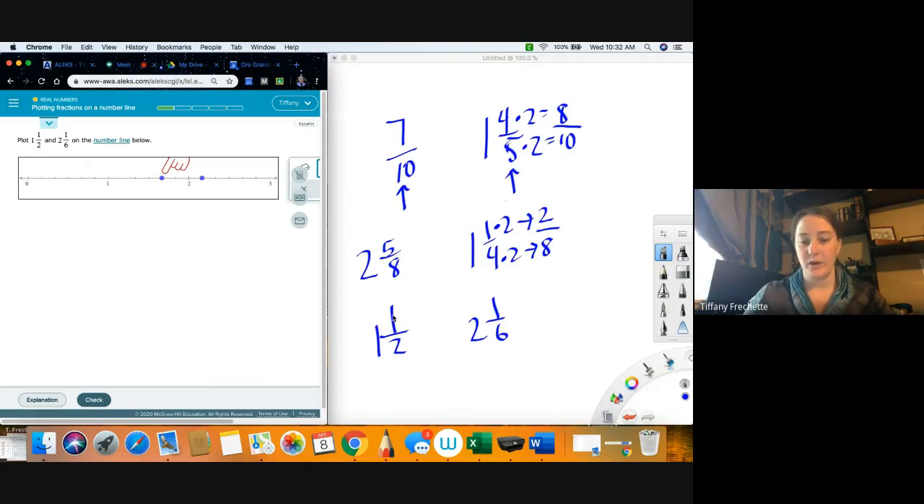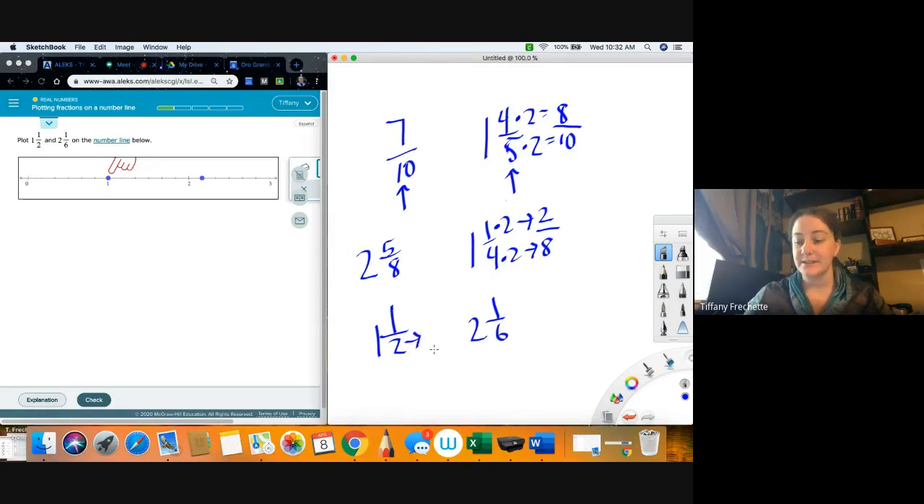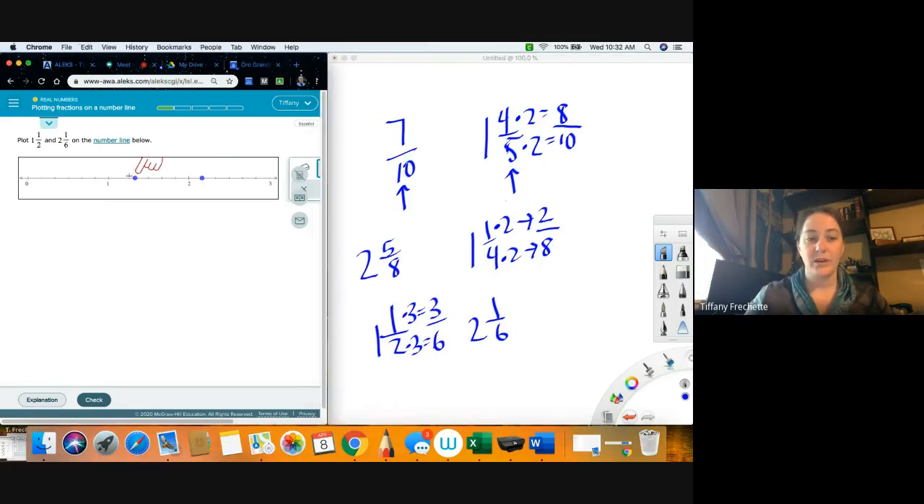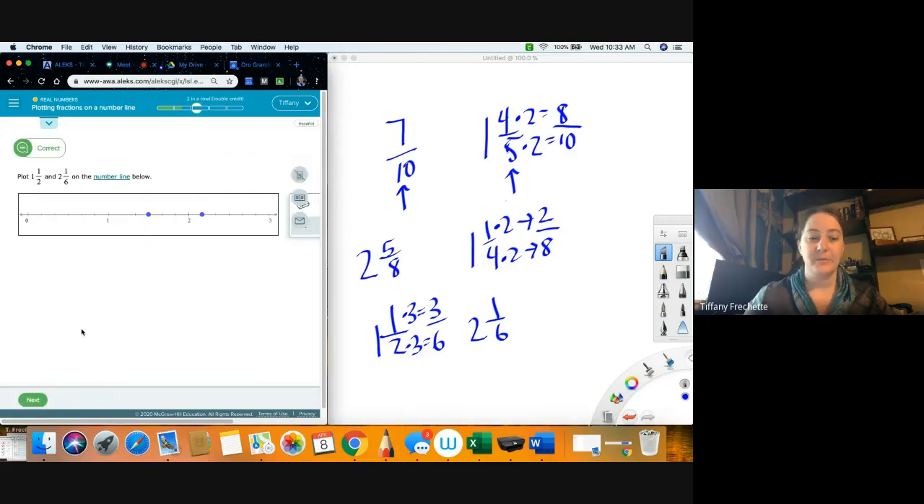This one, I have 1 1/2. So I know I'm going to go over 1, but I need to go over 1/2. Remember, we need to turn this into a 6. So in order to turn that into a 6, I need to multiply by 3, and that will get me 6. I have to do that same thing to the top. 1 times 3 is 3. So I want to go over 3 tick marks. So I have 1, 2, 3. There we go. Check. All right, one more.